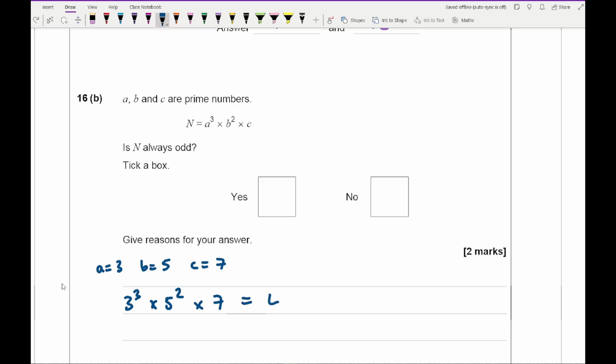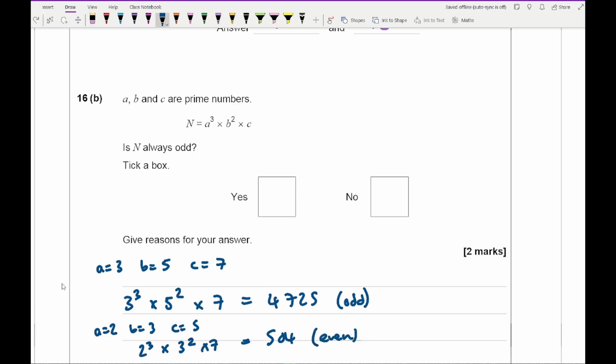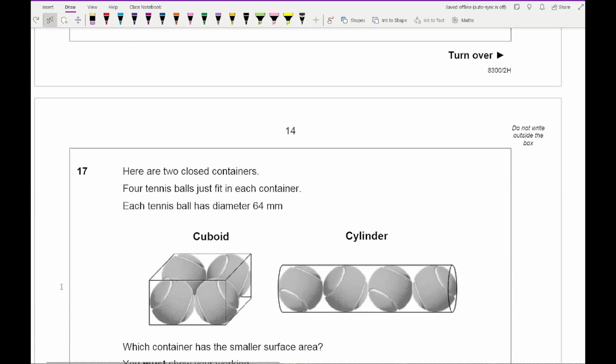I get an answer of 4725, which is odd. But then if I try a equals 2, b equals 3 and c equals 5, I'm going to end up with 2 cubed times 3 squared times 7. So that's going to be 8 times 9 times 7, which equals 504, which is even. So is the answer always odd? The answer we need to tick is no. And make sure you do give an example to get the full marks.